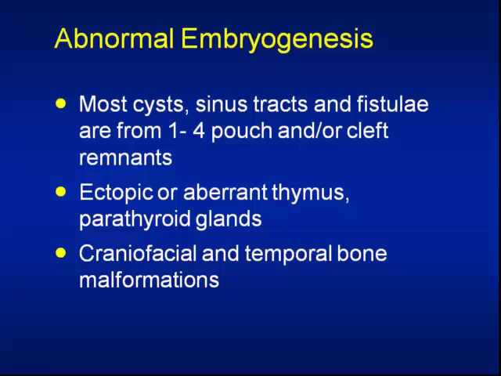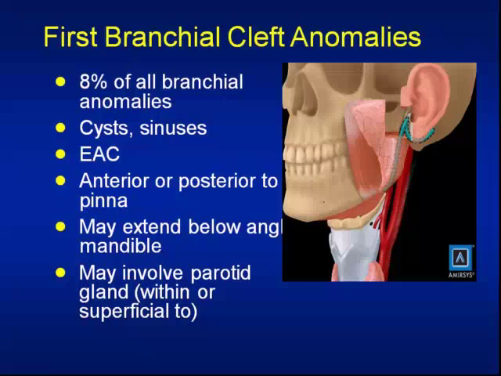Most of the cysts and sinus tracts that we are going to image are going to come from the first to fourth cleft or pouch. And then remember, you can have the ectopic or aberrant thymus, and then the craniofacial and temporal bone abnormalities if you have embryogenesis that goes awry. So the first branchial cleft, branchial apparatus anomalies are in and around the ear. They're the second most common of all the branchial anomalies, with the second branchial anomalies being the most common.